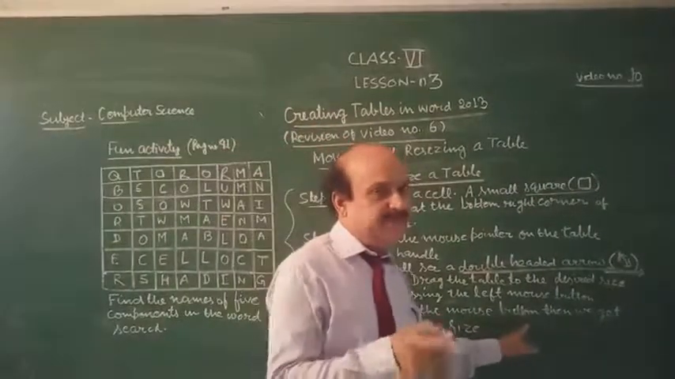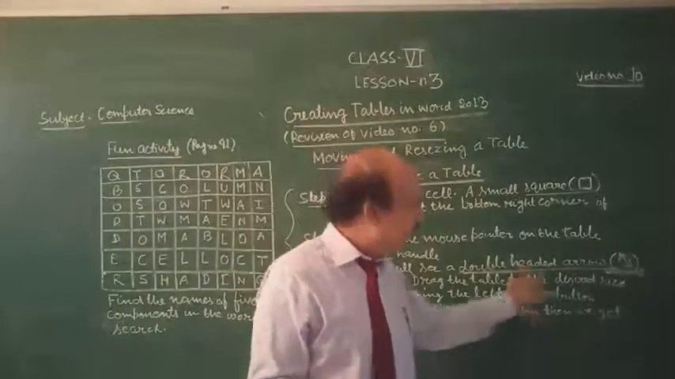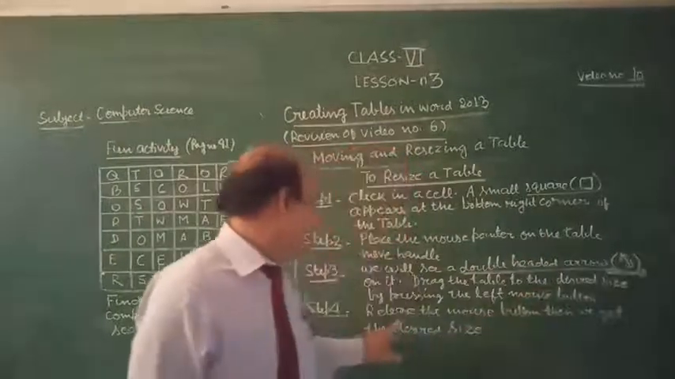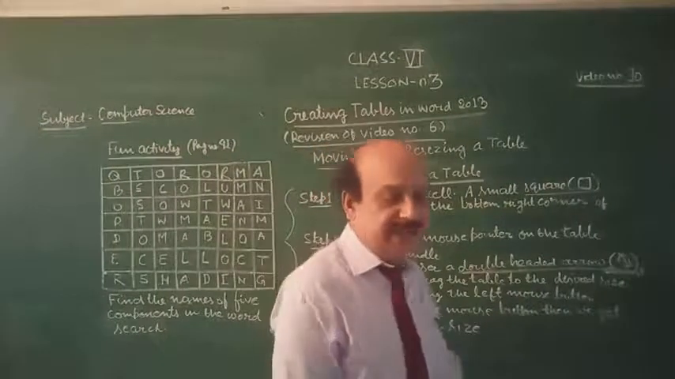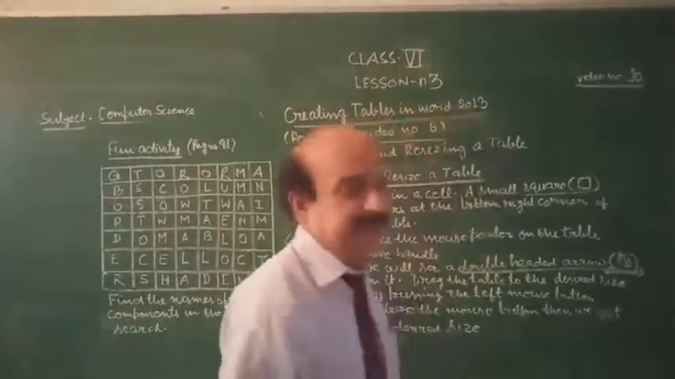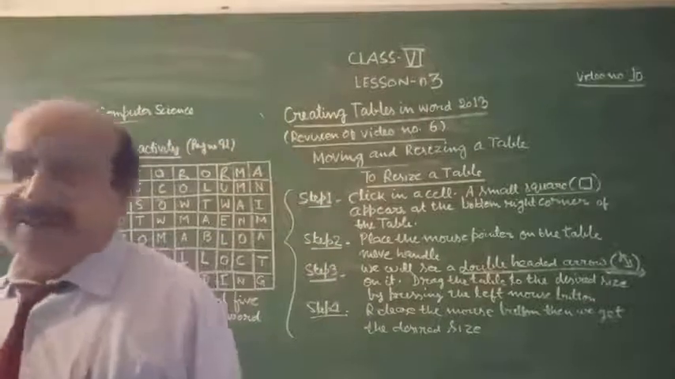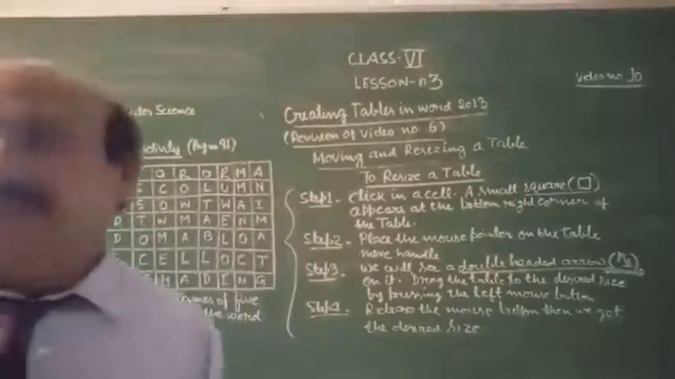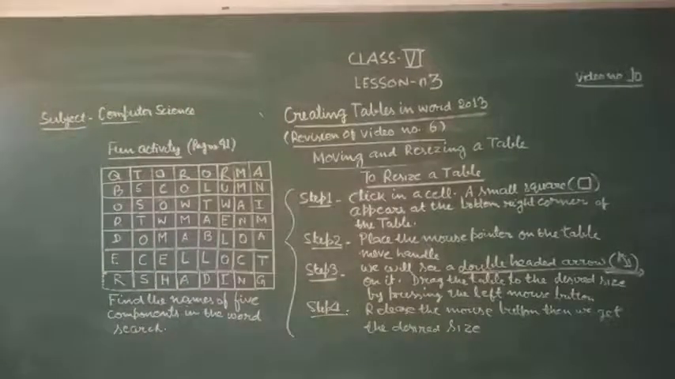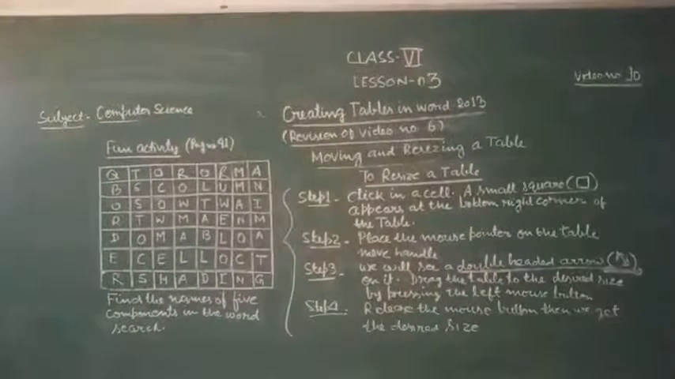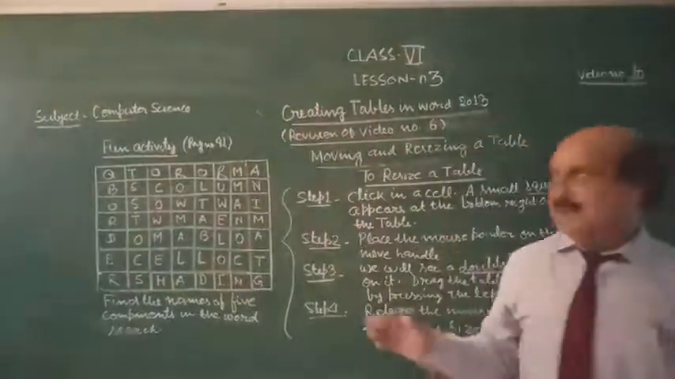See here, in the previous one, to move the handle, the same steps you are finding. So there is a very little difference between these two. Release the mouse button. On that place you will release the mouse button. Then we get the desired size. Whenever you release the mouse button, the table will be displayed on the screen according to your size. So here the moving and the sizing of the table is completed.